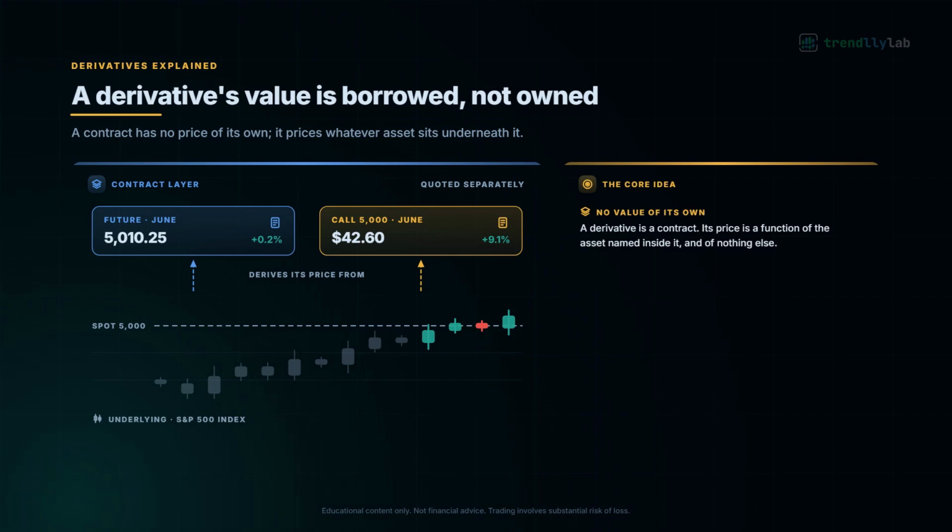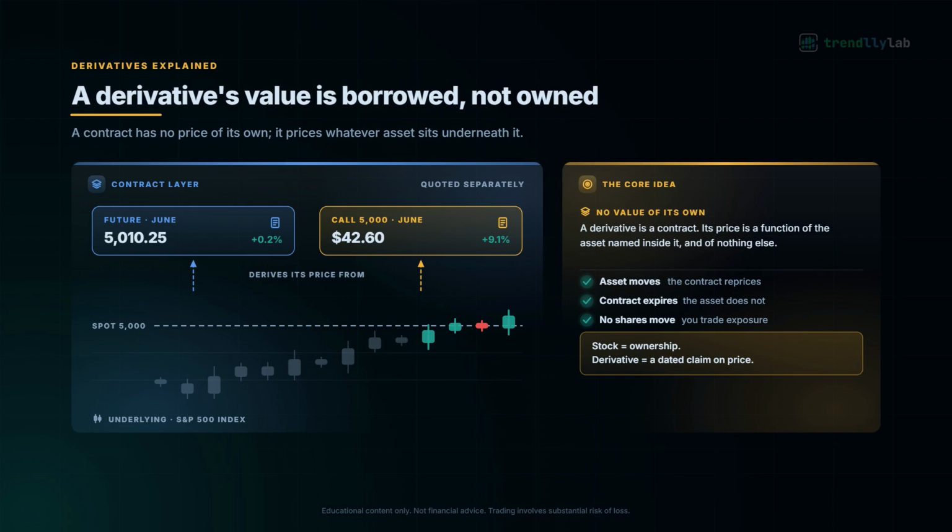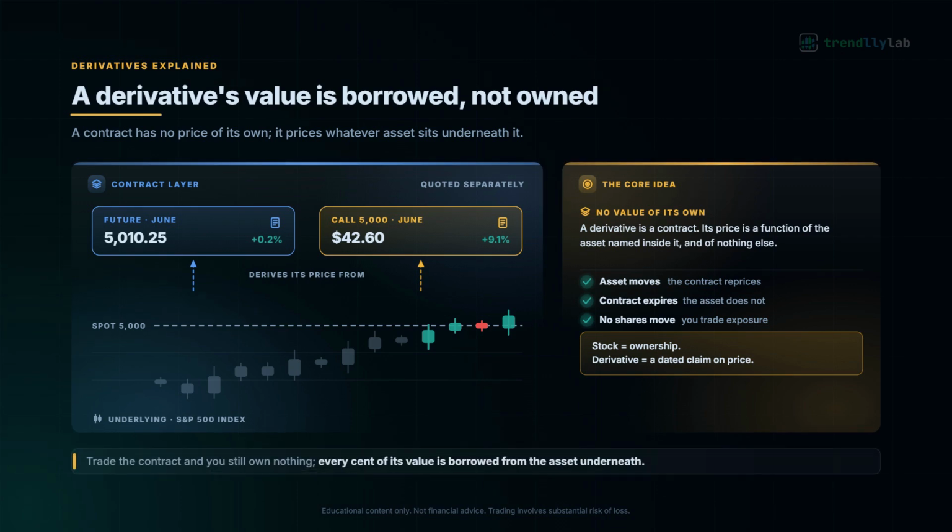The core idea. It has no value of its own. A derivative is a contract, and its price is a function of the asset named inside it, and of nothing else. When the asset moves, the contract reprices. When the contract expires, the asset does not. And no shares move, because you are trading exposure. A stock is ownership, while a derivative is a dated claim on price. Nothing is owned. Trade the contract and you still own nothing, because every cent of its value is borrowed from the asset. So why do these contracts exist at all?